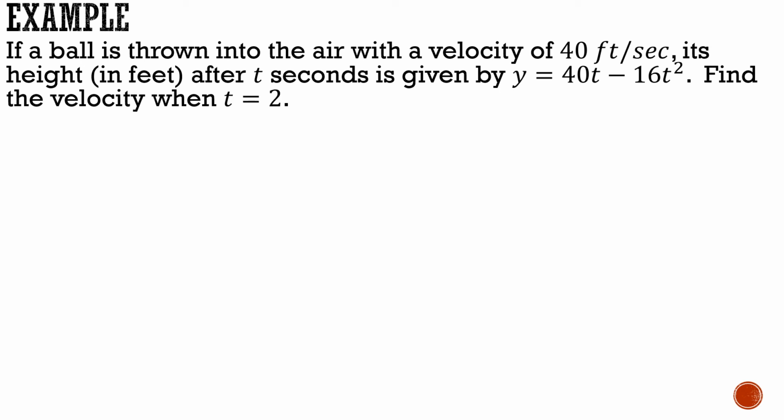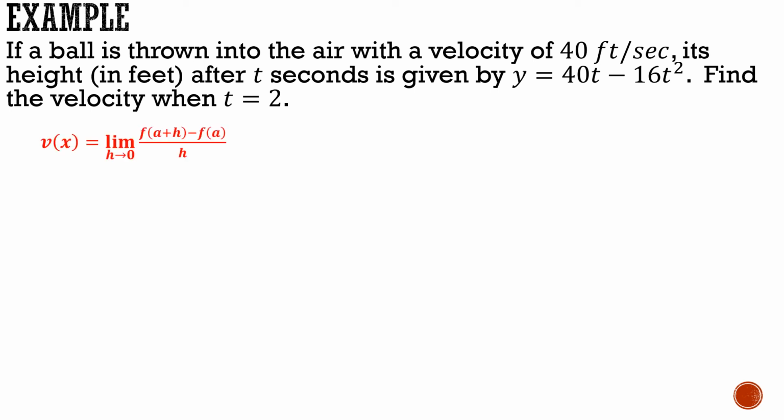So in this example, it says if a ball is thrown into the air with a velocity of 40 feet per second, its height in feet after t seconds is given by y equals 40t minus 16t squared. Find the velocity when t equals 2, or at 2 seconds.